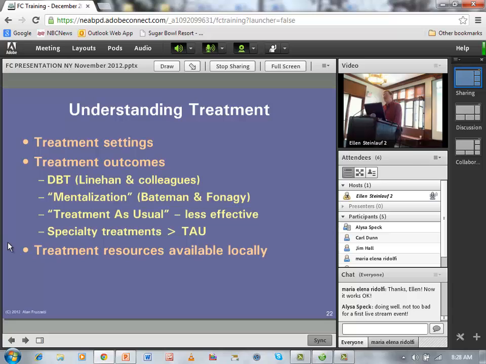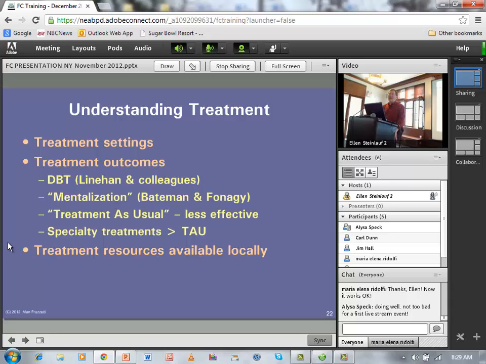DBT has also been evaluated in day treatment settings where they come in every day. It's been evaluated in residential treatment, a 90-day treatment program for adults, for example, 6-month programs, 1-month programs, 3-month programs, 6-month programs for teenagers. It's been evaluated in forensic settings, in prisons. So it's actually been evaluated in the ordinary places that people get treatment.